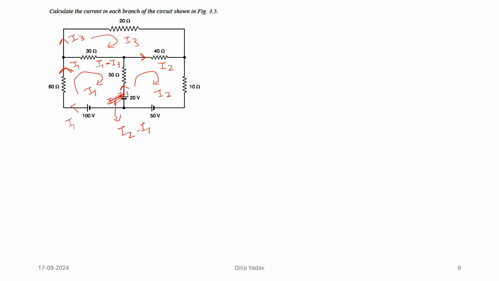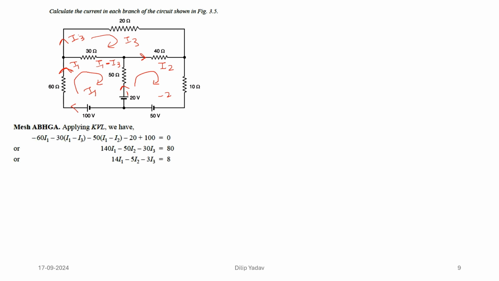We are going to take the three loops, and rather than getting too much into it, I will just take this loop. So I will write it, starting from this point. This is 30 times I1 minus I3.